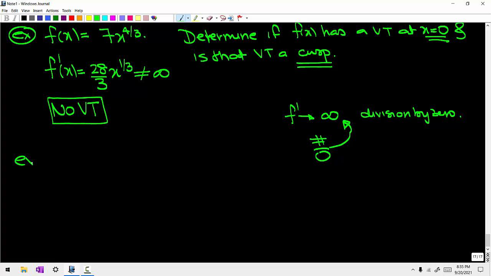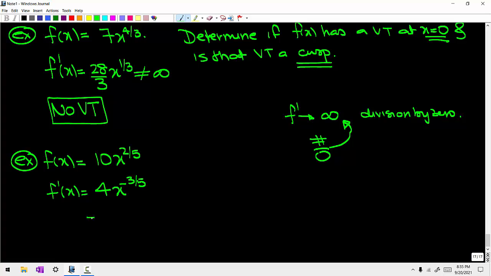Let's do the same problem, but pick a different function. So let's say f of x is equal to 10x raised to 2/5. Let's find the derivative. We bring the 2/5 in the front, so we'll end up with 20 over 5, which is 4, x raised to negative 3/5. Since it's a negative exponent, let's make it positive. We always want to make our exponents positive. So that is my derivative now.